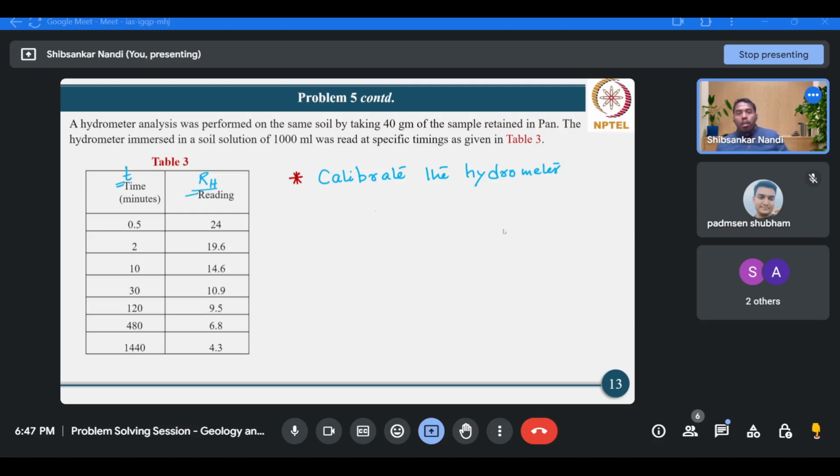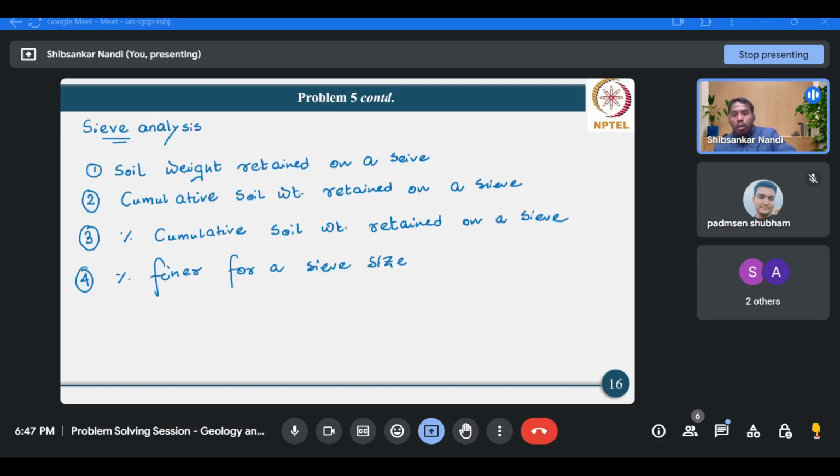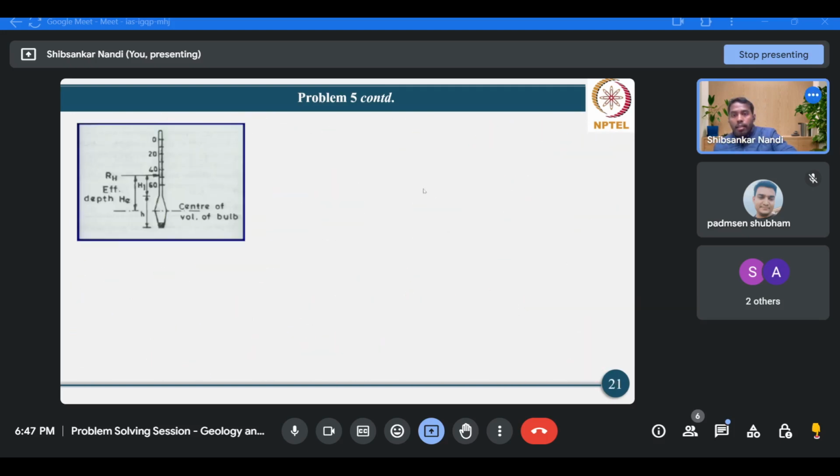Okay, so first we have to calibrate the hydrometer. Now, as one of you answered about the working principle of this hydrometer, soil particles are measured from the speed at which they settle in suspension. It's very correct that the working principle of the hydrometer is entirely based on Stokes law.